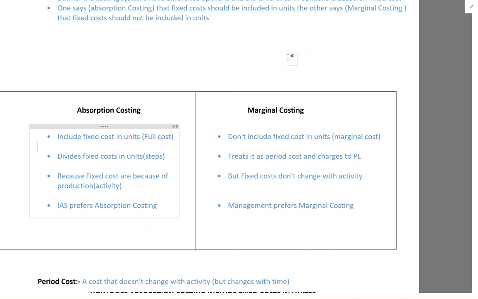Remember, inventory is valued at lower of cost or NRV. In cost, we can use full cost, including the fixed cost. It recommends it. It is not a rule that you have to follow.